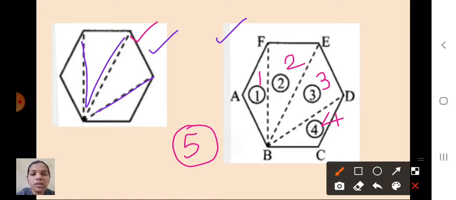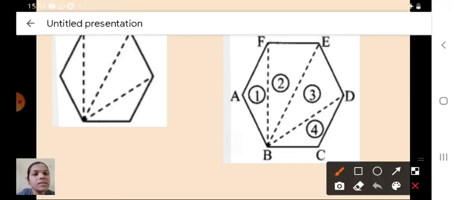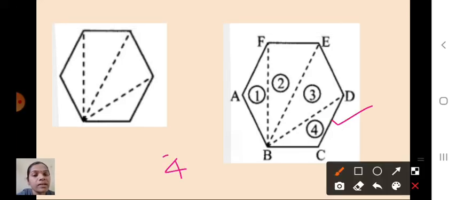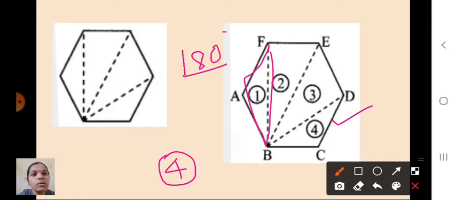Okay, so see here children, you know the 3 angles of a triangle. The sum of the 3 angles of a triangle is dash. Yes, 180 degree. See here children, how many triangles are there? 4 triangles are there. This is one triangle, so the sum of the 3 angles of a triangle is 180 degree. So here there are 1, 2, 3, 4 triangles, so 180 into 4. That is your answer.